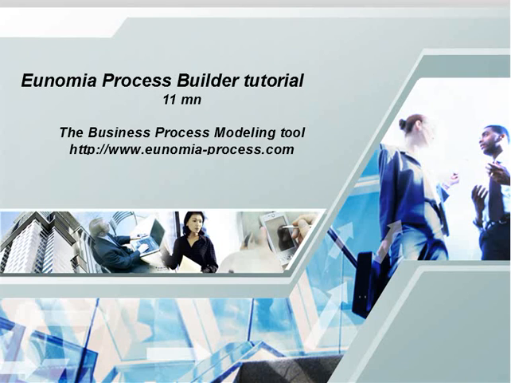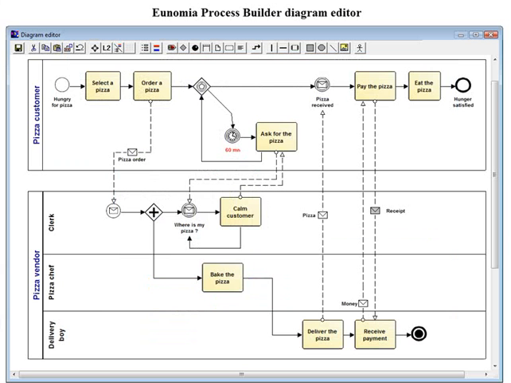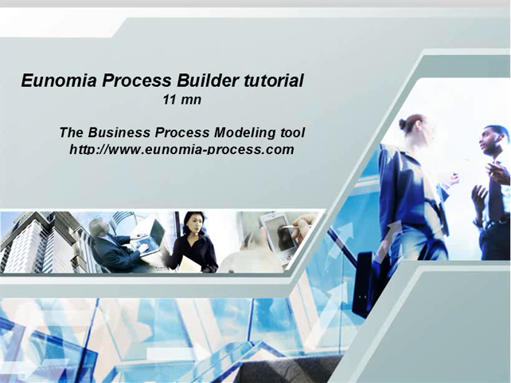Eunomia Process Builder is an easy-to-use method and business process modeling tool. It allows the designing of method, manufacturing, or business processes and generation of process websites with great look and feel and easy access to the information. This video is a short tutorial of Eunomia Process Builder.